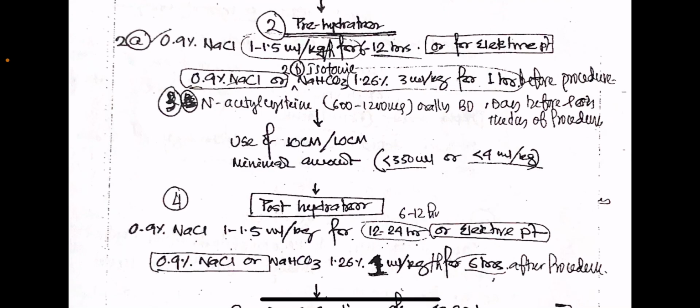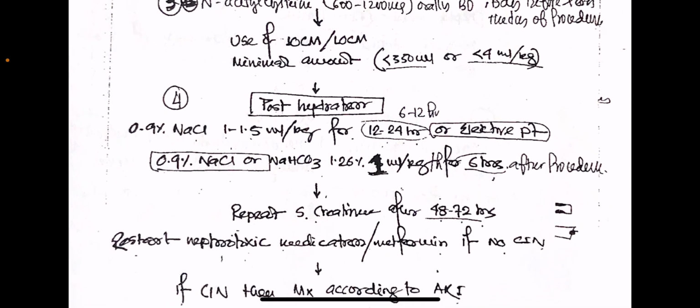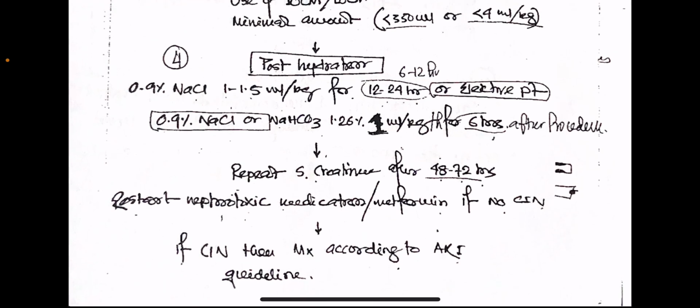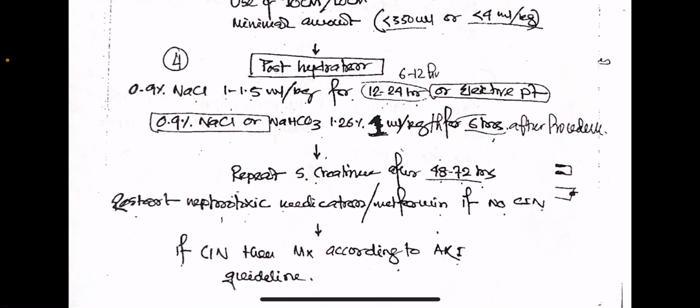the procedure. Use of iso-osmolar contrast media or low osmolar contrast media, in a minimal amount: less than 350 ml or less than 4 ml per kg. Then post hydration with 0.9% sodium chloride 1 to 1.5 ml per kg for 12 to 24 hours.